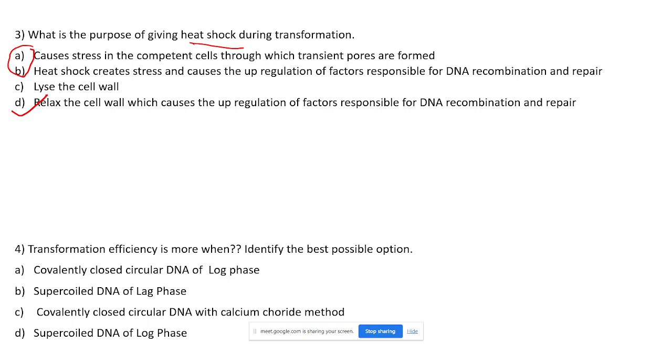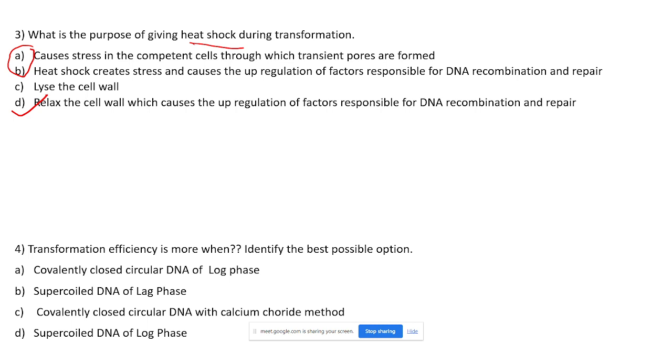So the next question is, transformation efficiency is more when, identify the best possible option. Covalently closed circular DNA of log phase, supercoiled DNA of lag phase, covalently closed circular DNA with calcium chloride method, and supercoiled DNA of log phase. So which is the correct answer? Ma'am, option D. Yes, option D is the correct answer. Can you explain also?